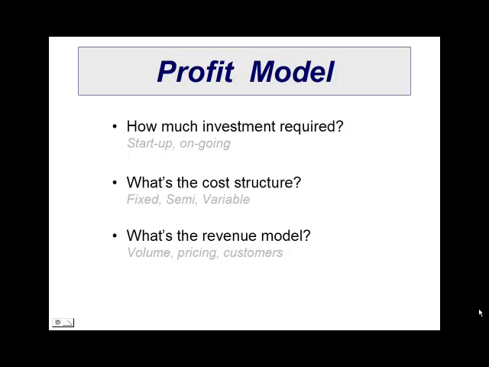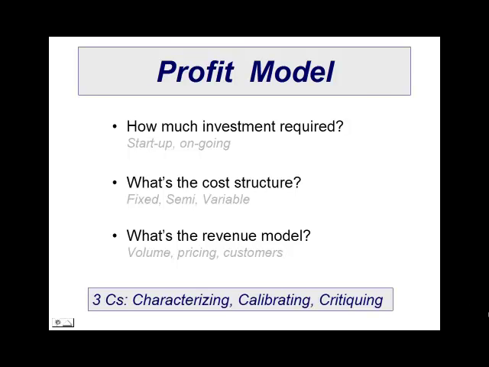Now, answering these three basic questions, how much investment, what's the behavior and magnitude of cost, and what's the revenue model, largely defines the profit model of the firm. To fully answer the questions, you've got to do three things: characterize, calibrate, and critique. Characterization means describing what the various levels are like. So when does the investment come? What does the cost structure look like? What are the basic elements of the revenue structure? Calibrating means putting numbers against a description. That is, figuring out exactly how it is that the profit dollars add up.